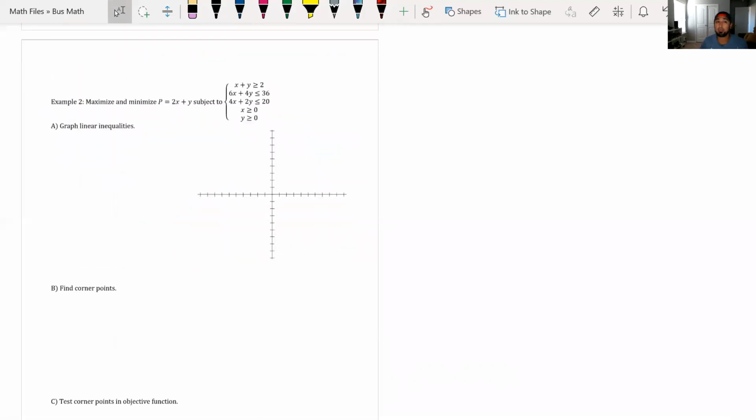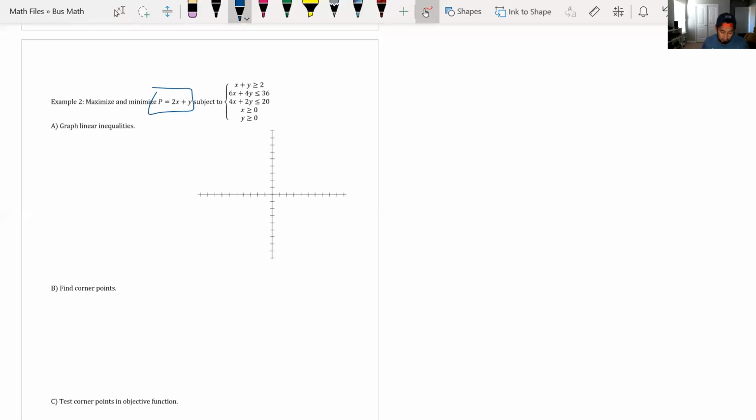This time we have a system of 5 equations, but only 3 really matter here. We know the bottom 2 are the non-negative restrictions, which keep us in quadrant 1. So technically we have a system of 3 equations. Okay, so we're going to have to graph all these linear inequalities. Here is the objective function that we want to maximize and minimize.